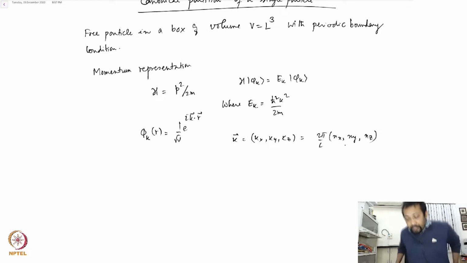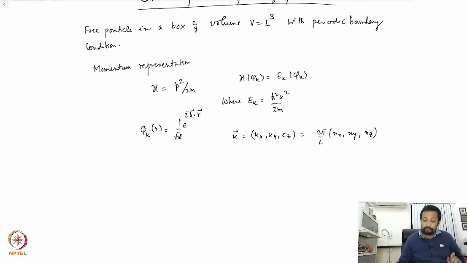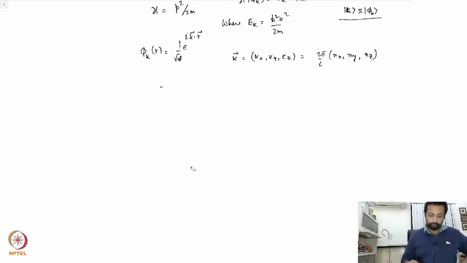Now, assuming that this box is large enough, these eigenvalues are typically discrete, and they depend on 1 over L. So if 1 over L is small, which means your box is large enough, then you can see that these eigenvalues lie very, very close to each other. So you can consider them to be a continuous spectrum of energy eigenvalues.